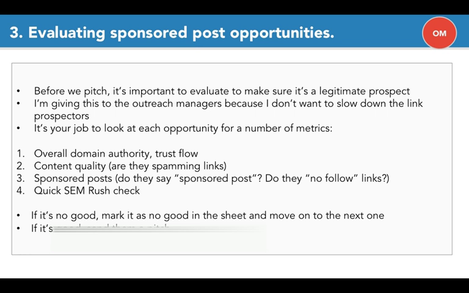So number one is overall domain authority and trust flow. Okay, so that comes from the Mozbar and that comes from the Majestic SEO browser plugin. The links are underneath this video. Number two is content quality. Are they just spamming links? Are they only linking out to spammy type sites? Is it very obvious that they're only posting content that's sponsored? If they are, that's a bad sign. We're not interested in those.